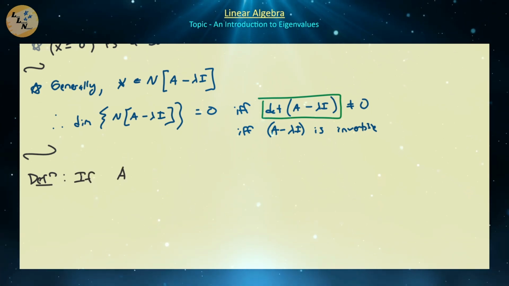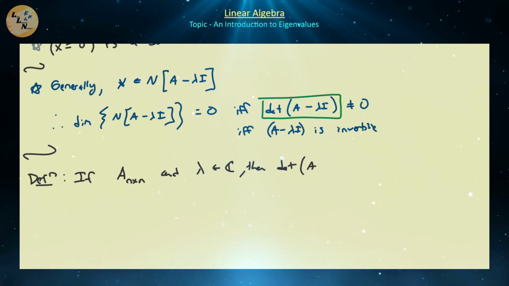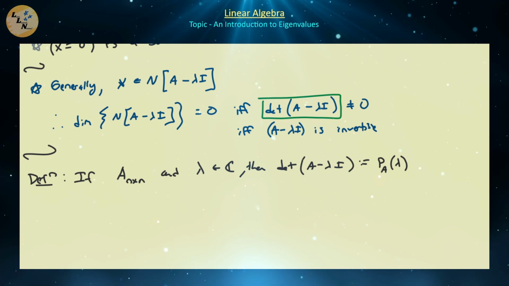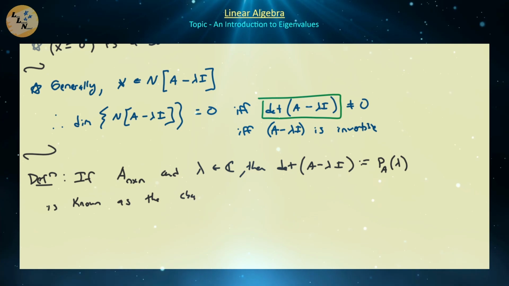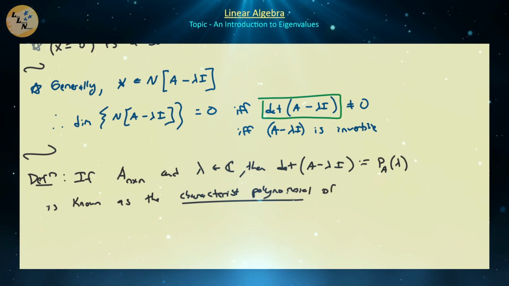If A is a square n by n matrix, and lambda is some scalar, then the determinant of the matrix A minus lambda I is going to be denoted by P subscript A of lambda, and this is known as the characteristic polynomial of A. Now, why do we call it the characteristic polynomial of A?